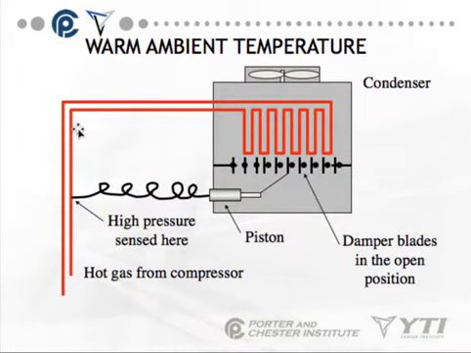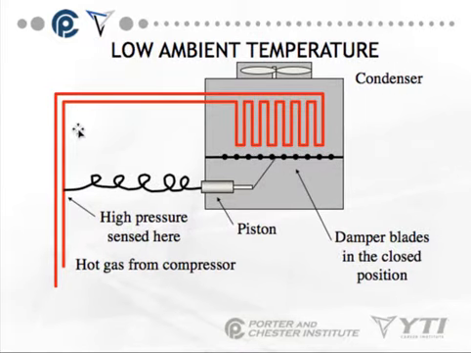Okay, so again, this is an example of the damper blades in the open position. So we have our hot gas from the compressor. In this case, we have full cooling, warm ambient temperature. Low ambient temperature, you notice the damper blades are in the closed position because of the hot gas from the compressor. The pressures are dropping. So what we want to do is increase our pressures.